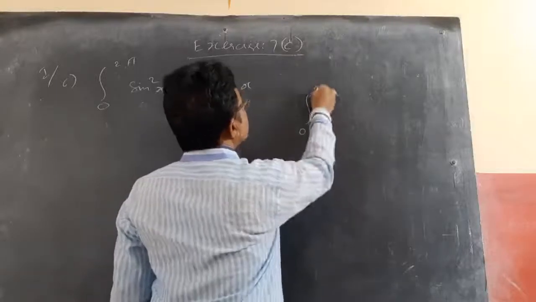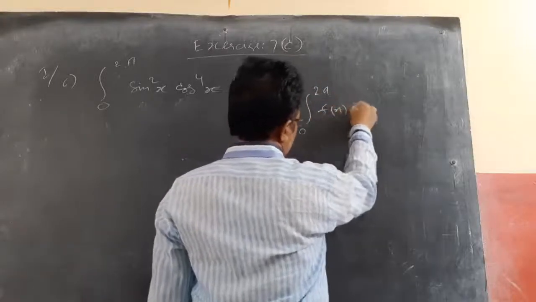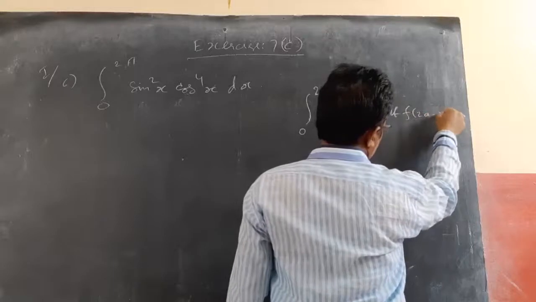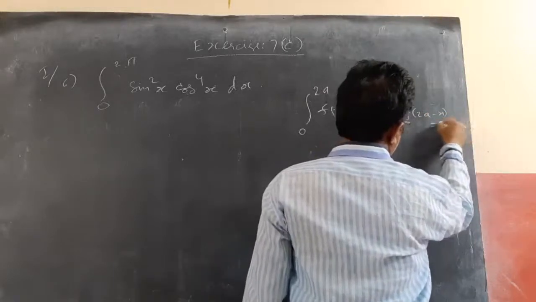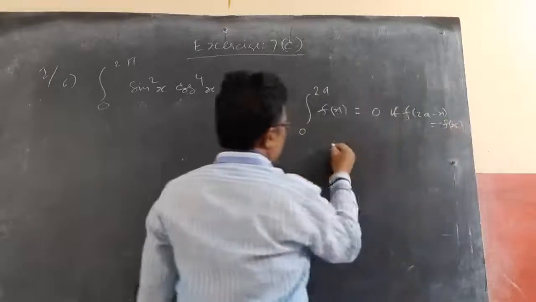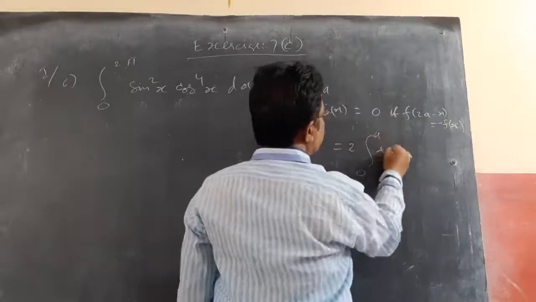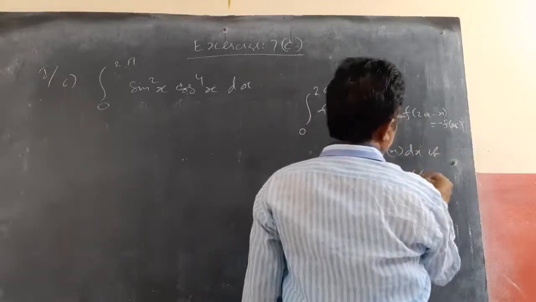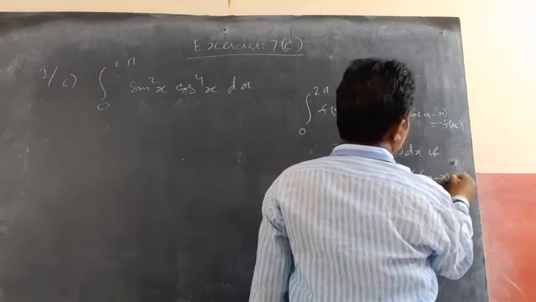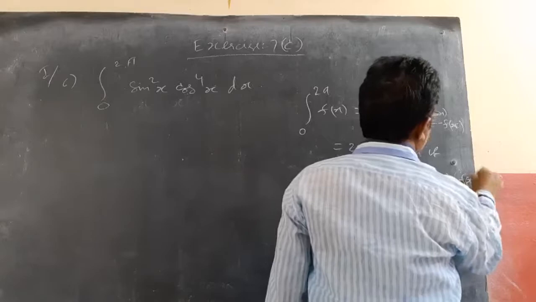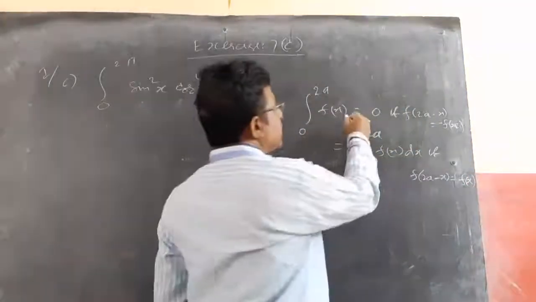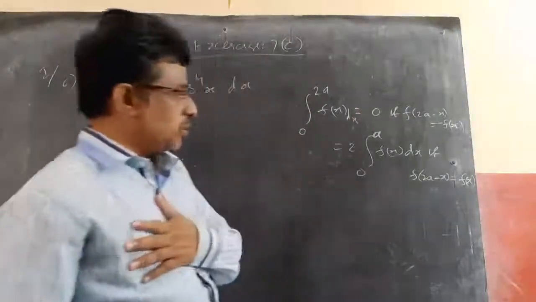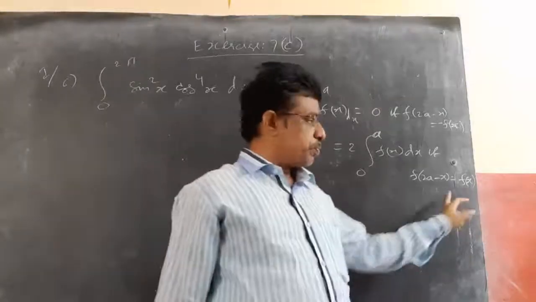The property is: integral 0 to 2a f(x) dx equals 0 if f of 2a minus x equals minus f of x, or 2 into integral 0 to a f(x) dx if f of 2a minus x equals plus f of x.